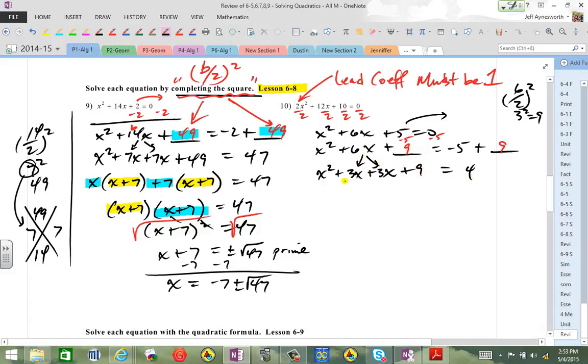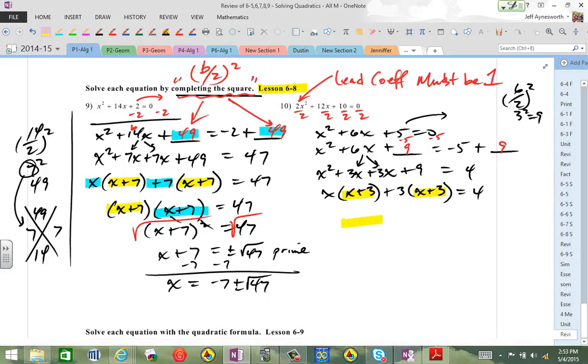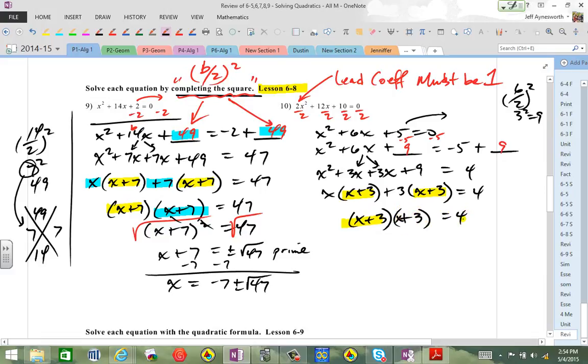Factor by grouping. Factor out the 3. Okay, now you got to factor out the x plus 3. So x plus 3 times x plus 3 equals 4. Now notice here I multiplied it by the remaining factors there. Rewrite. Square root. And you get x plus 3 is equal to plus or minus 2.